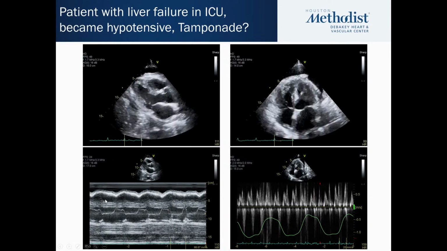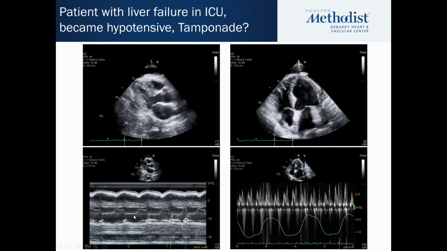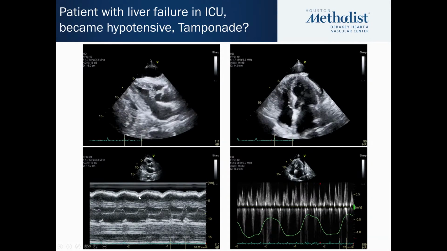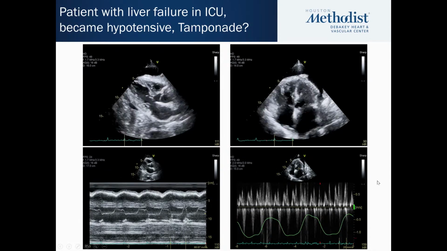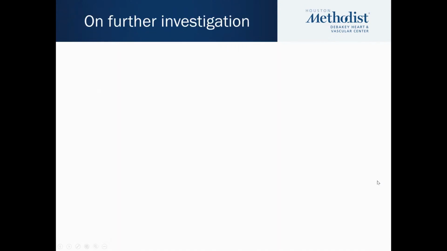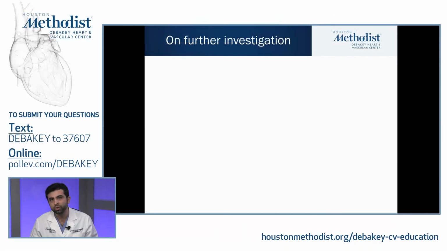If you look at the M mode, you have the mitral valve opening, so this is diastole, and you see the compression of the RV free wall, and you have respiratory variation. So this is a patient that's in quite big trouble, but we don't have a good plan of what to do next. He has a large fluid collection that we get the sense is responsible for what's going on.